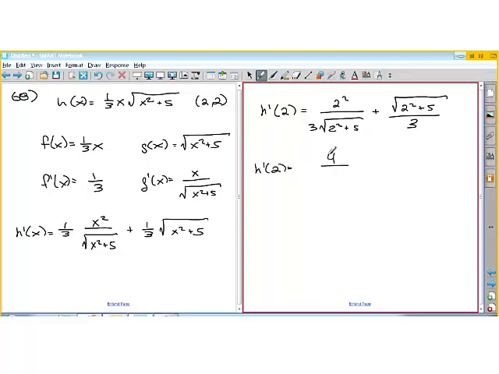So we have 4 divided by 3. 2 squared is 4. 4 plus 5 is 9. Square root of 9 is 3. So this term here is also 3. So that's 4/9 plus 3/3, or 9/9. That gives us 13/9 as the value of the derivative, which is the slope of the tangent line.